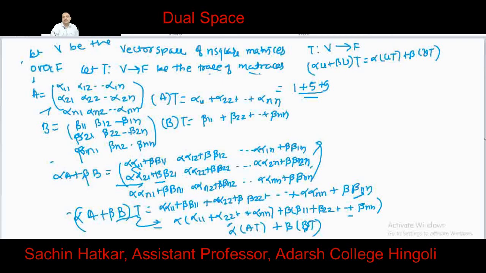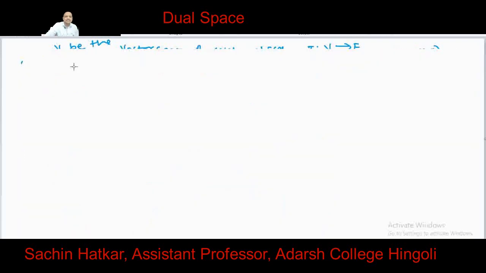We have seen two examples of linear functionals. Now we see the basis of linear functionals. Let me erase the screen first. We define the basis of linear functionals. Now, the set of linear functionals: we have shown that the set of homomorphisms is a vector space.